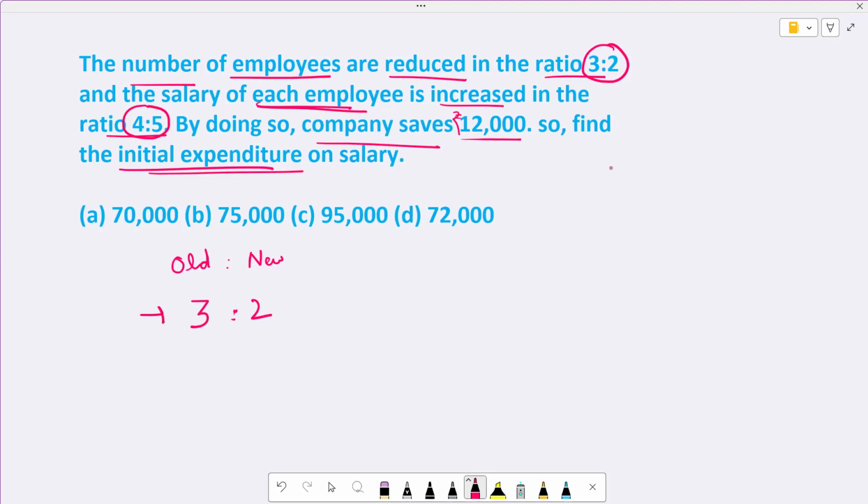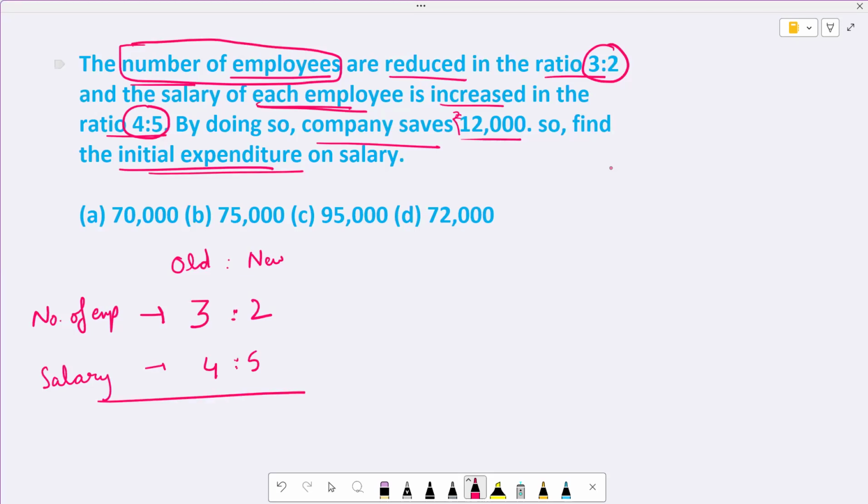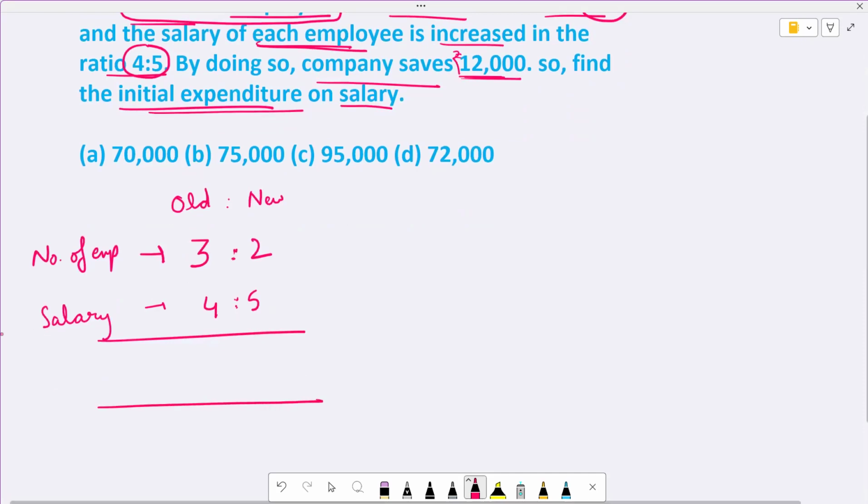Now, what is it that we are talking about? Whatever here is the number of employees. So here we write number of employees. And the salary of each employee is increased in the ratio 4:5, so we simply write them here. Now what they're asking is, by doing so the company saves rupees 12,000. Find the initial expenditure on salary. So to find out the expenditure on salary, to find out the old, we'll have to multiply 4 and 3.